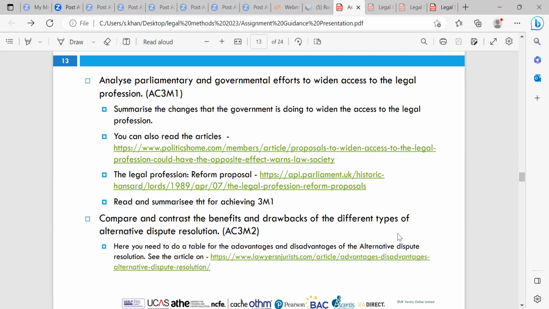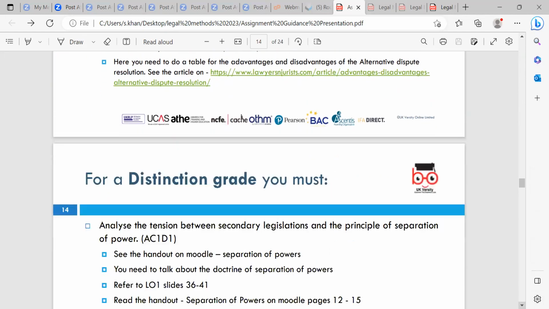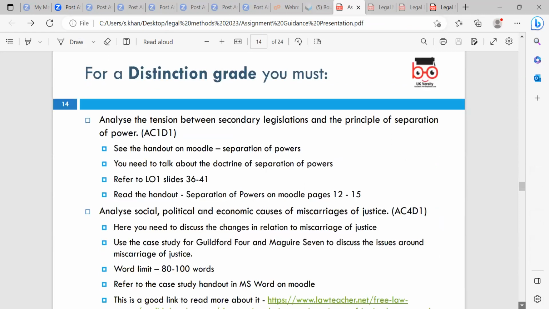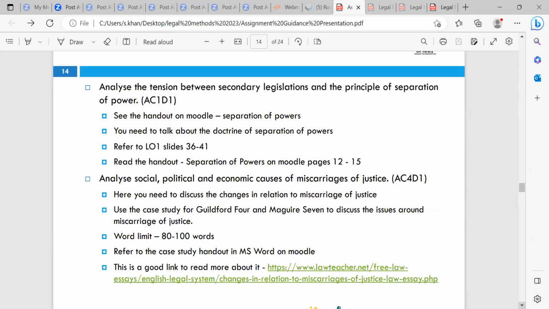Compare and contrast the benefits and drawbacks of the different types of alternative dispute resolution, AC 3M2. Here you need a table for the advantages and disadvantages of alternative dispute resolution. See the article. So there's another article by lawyers and jurists that you can go on in regards to advantages and disadvantages. Okay?